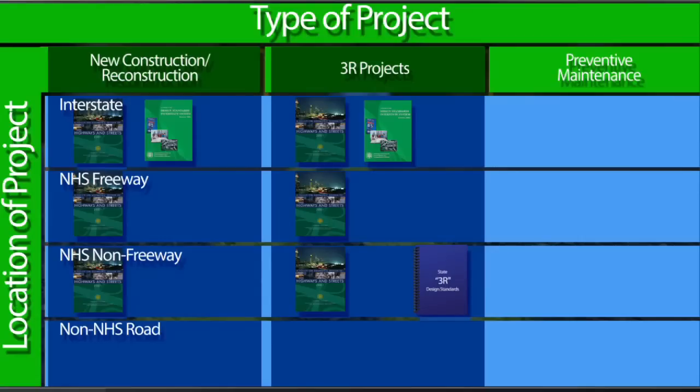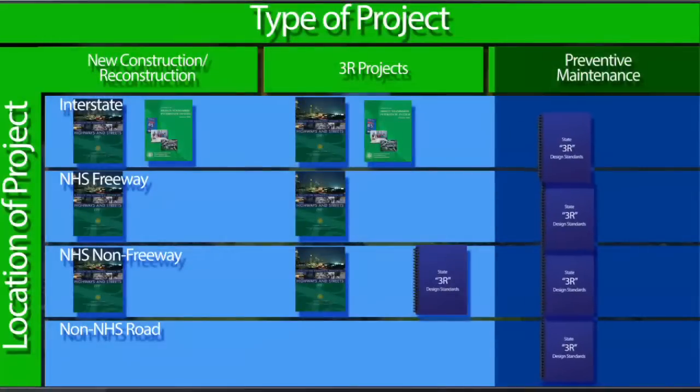A 3R-type project located on the NHS but not on the interstate or an NHS freeway may be required to be designed according to your state's FHWA-approved 3R design requirements. If your state does not have approved 3R design requirements, then either the AASHTO Green Book or your state's approved design manual requirements apply to your project.